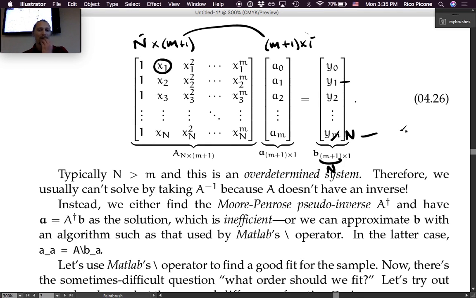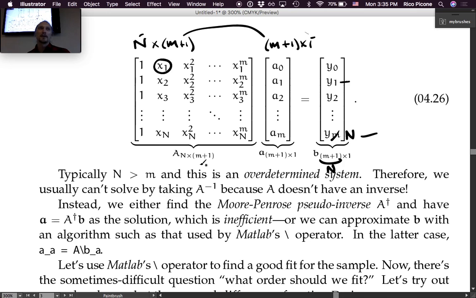We're getting off topic. Okay, so back to the n by 1. Since we have an n by m plus 1 matrix here, you can't take the inverse of this in general. I mean, if it happens to work out that m plus 1 equals n, great.